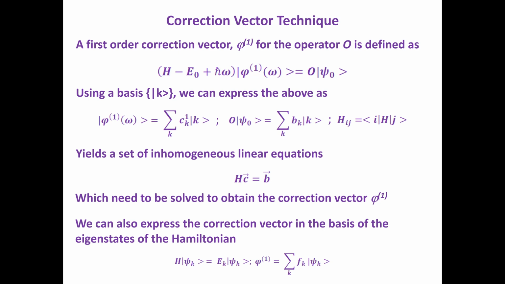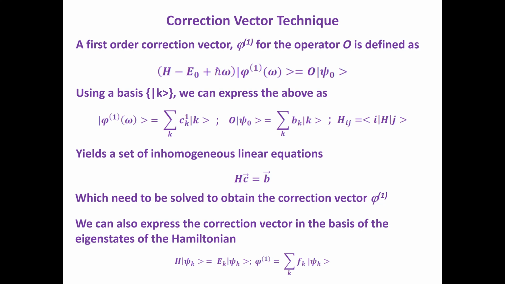You can look at it this way. I can expand phi 1 in a basis like valence bond functions or Slater determinants or whatever you have. Once you expand in a basis, you can represent your Hamiltonian in the same basis, Hij, and O times psi naught can also be expressed in the same basis, in which case this equation becomes a linear algebraic equation again, Hc equal to b. H is the Hamiltonian in the basis of the functions K. C is the correction vector in the basis of K, which I want to find out because I need the coefficients Ck, and b is the inhomogeneous part of the equations.